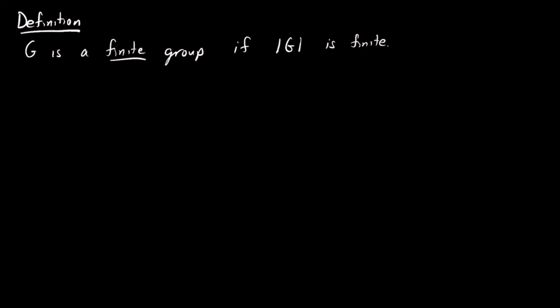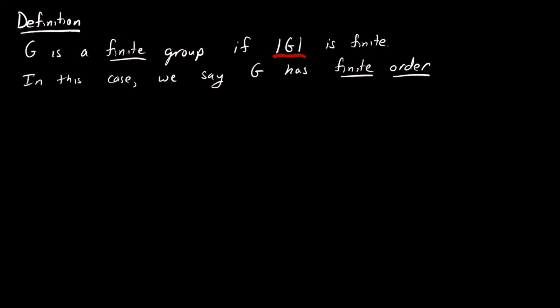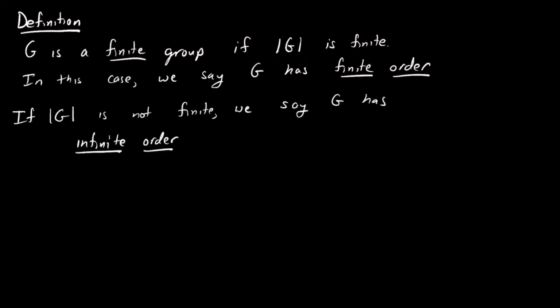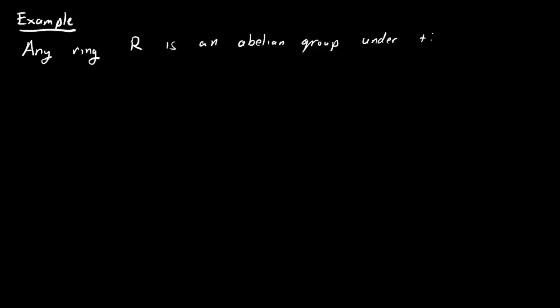We'll call G a finite group if the cardinality of G is finite. So if G is a set with finitely many elements in it. In this case, we'll say that G has finite order. We're going to encounter a lot of finite groups, more often than we encounter finite rings. So if G has finitely many elements, we'll say that G has finite order, or we'll just call G a finite group. If the order of G, or the cardinality of G, is not finite, we'll say that G has infinite order. So if G is an infinite set, we'll say that G is a group of infinite order. So now we can finally move on to examples of groups.